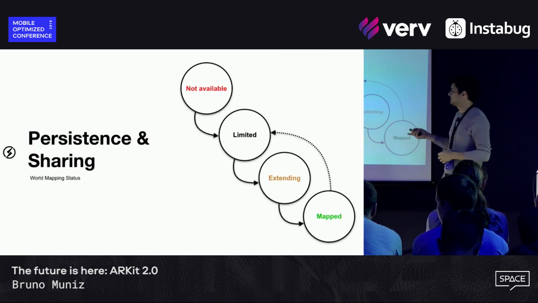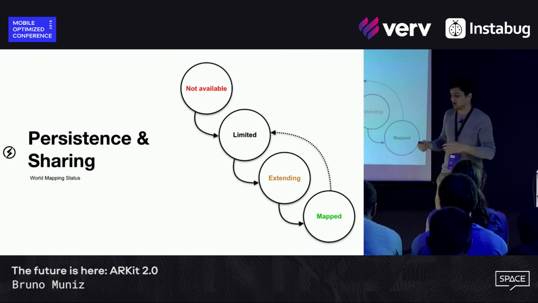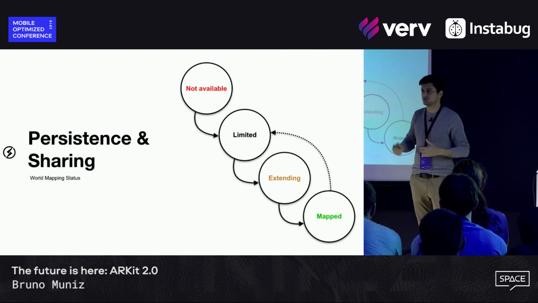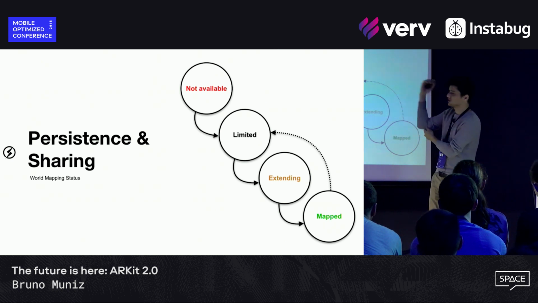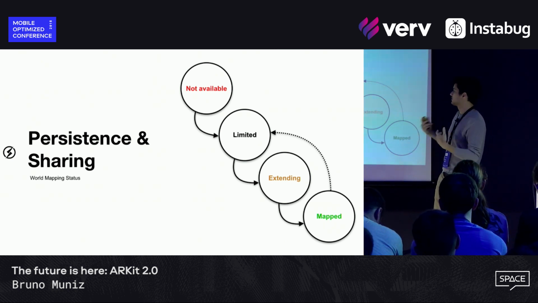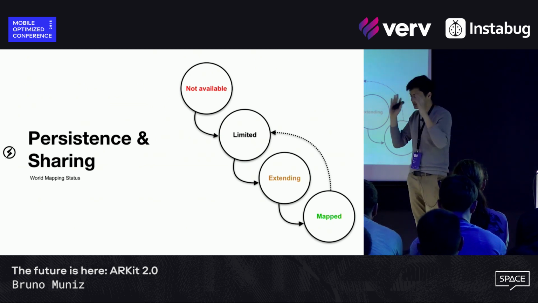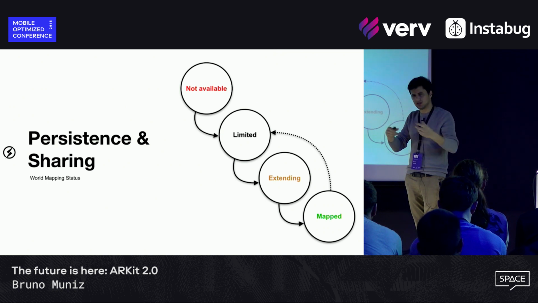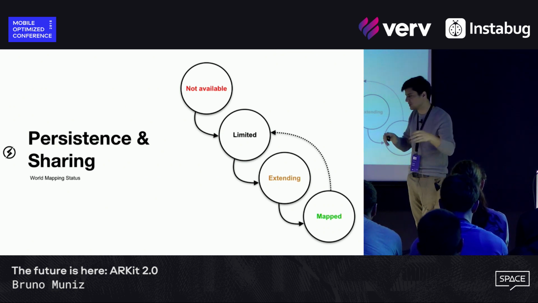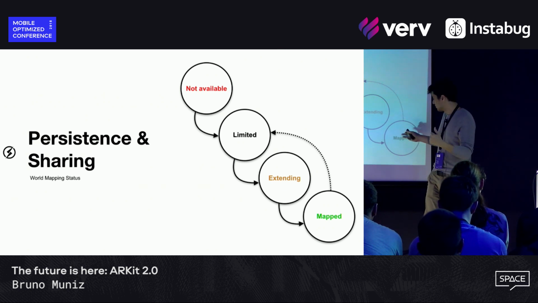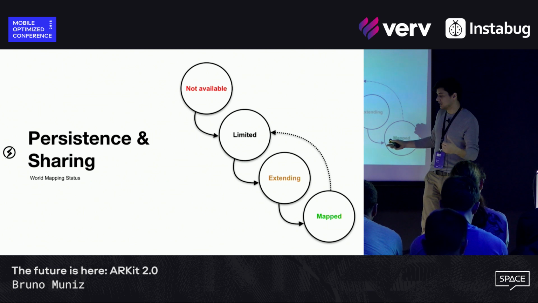Okay, so the first thing of persistence and sharing is the world mapping status. When you don't have a camera, or you are on the simulator, or you are still starting the app, you have this not available status. And then when you start, the phone is still tracking your scene. Like for example, your phone stopped here, but it's still tracking the box here, checking the points, and then normally these apps ask you to move around the scene. It's limited. And then once it's done, it goes to mapped, or it goes to extending. And then it's going to go infinitely on this cycle.